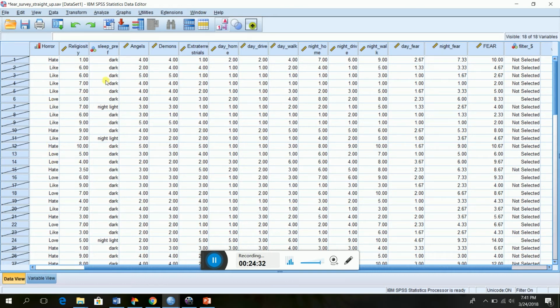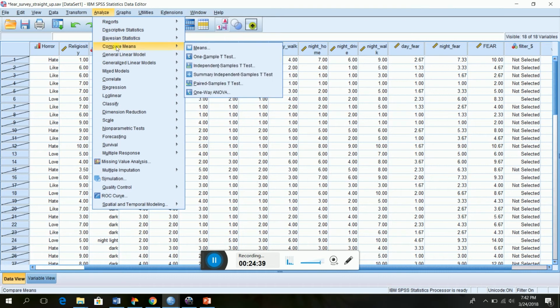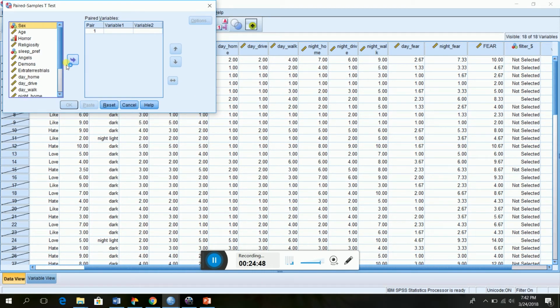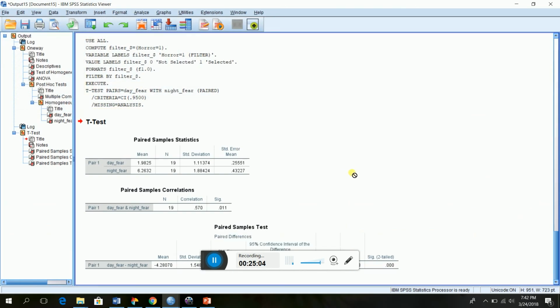Now we can run our dependent t-test. So we go to Analyze, and we go to Compare Means. We go to Paired Samples t-test. That's the same thing as the dependent t-test. And we tell SPSS what the pair is, and we want to compare day fear to night fear. And again, it's just going to be for the people who love horror movies. Hit OK, and here is our t-test.